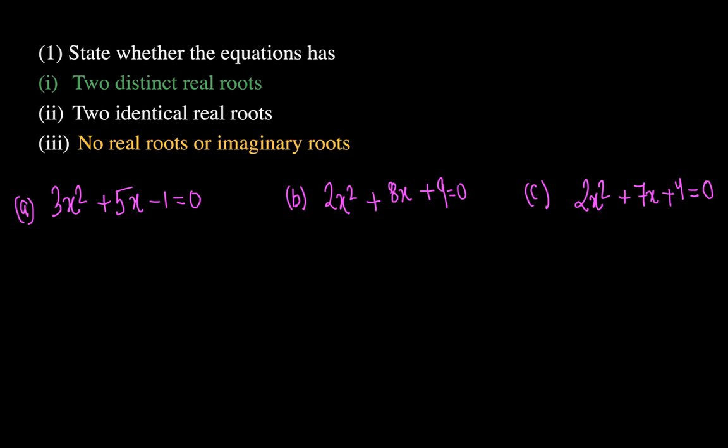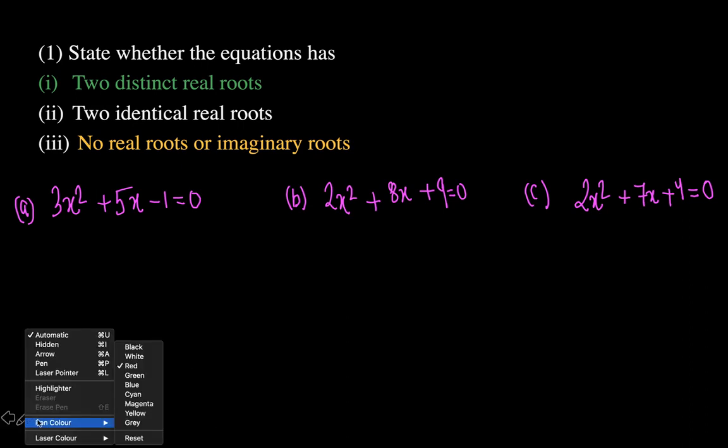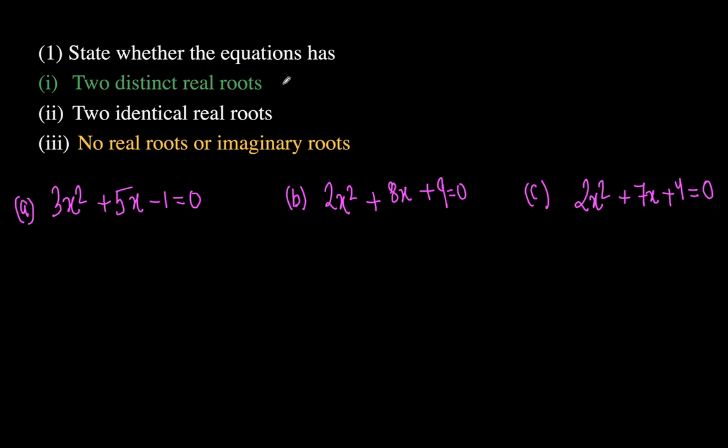So this is my first problem, and here I have to identify which equations demonstrate two distinct real roots, two identical real roots, and no real roots or imaginary roots. So for distinct real roots we need d greater than 0, and for identical we need d equal to 0, and for imaginary we need d less than 0. And what is d? D is your b square minus 4ac. Okay, so now let's solve the first problem.